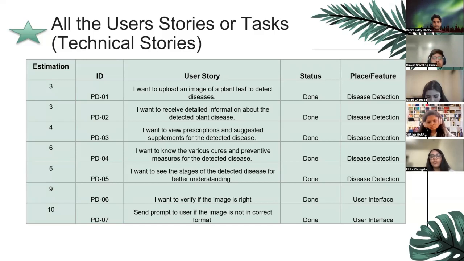We have 5 planned in the disease detection system, where the user uploads an image of a plant leaf and detects the disease. He also would want to receive the information about the disease that has happened to the plant. He also wants to know about the prescriptions or suggested supplements which can help in curing or preventing the diseases. And the user would also want to see the stages of the detected diseases for better understanding. These five story points have been completed in the sprint, and they have been placed under disease detection.